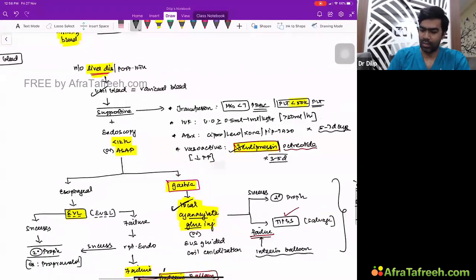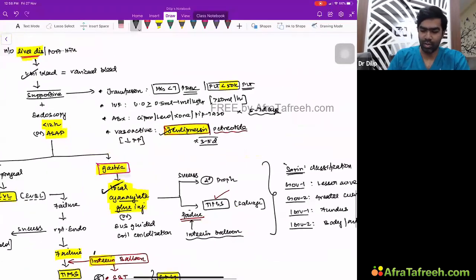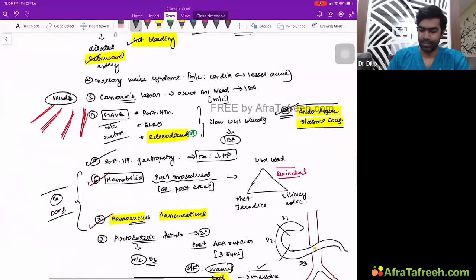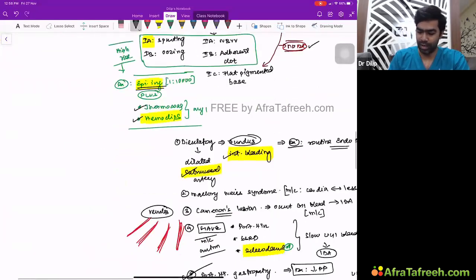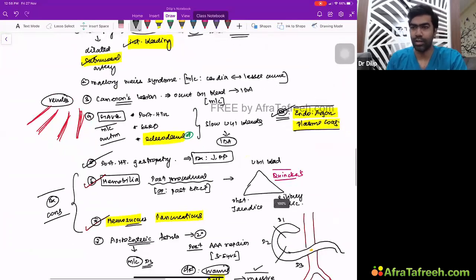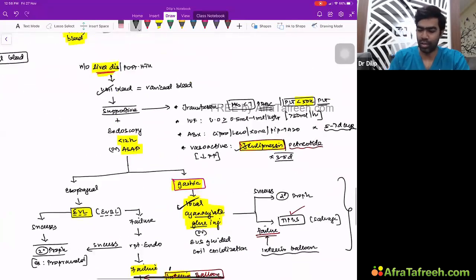Fine, I think this will settle the debate, and we have discussed how to treat upper GI bleed due to peptic ulcer, and we have seen how to treat upper GI bleed due to varix as well, due to liver disease.